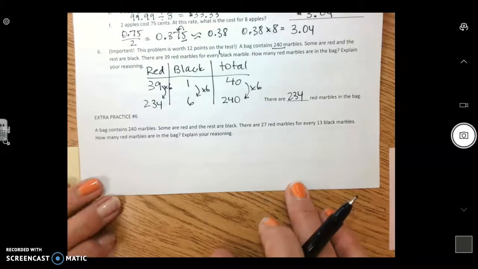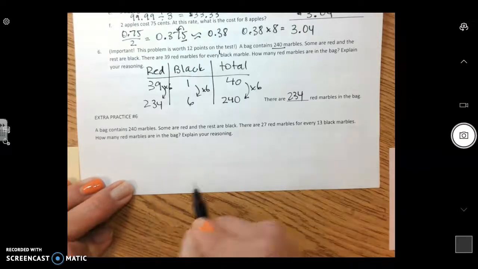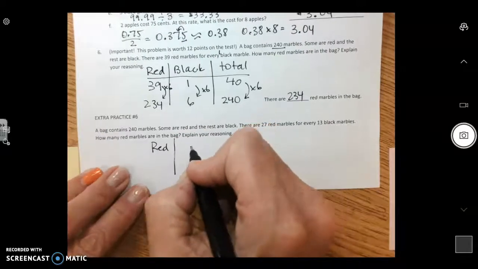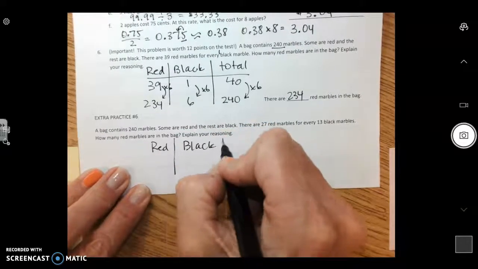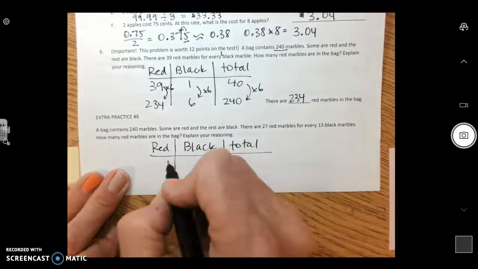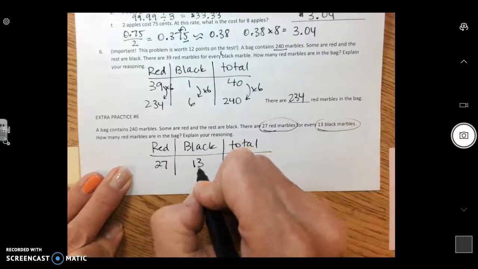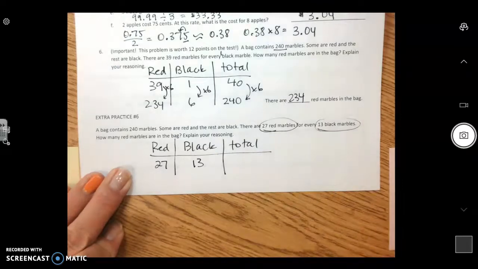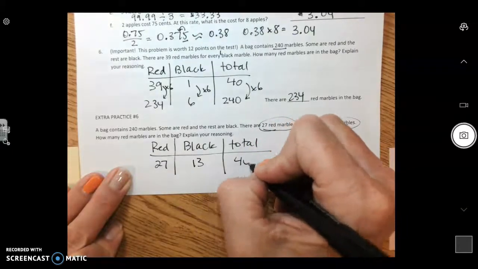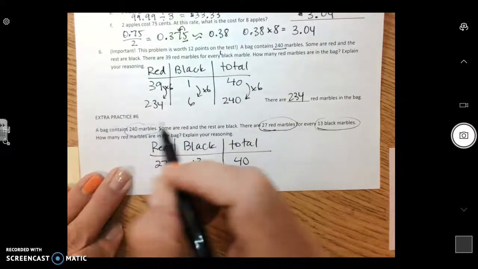A bag of marbles, or 240 marbles again. Some are red, the rest are black. There are 27 red marbles for every 13 black marbles. So let's write down our table. Red, black, and the total. Okay, we know there's 27 red ones. We know there are 13 black ones. And if we add those together, 27 and 13, we get 40. Our total is 40.